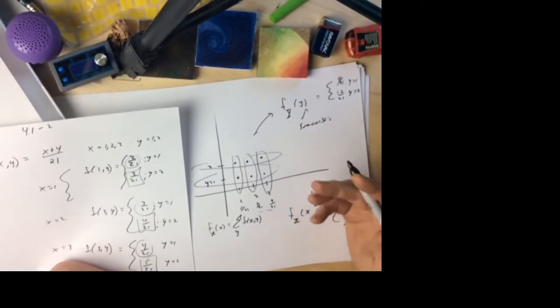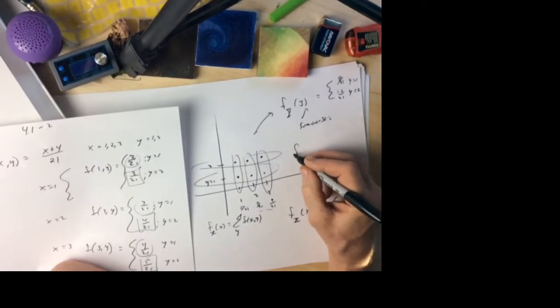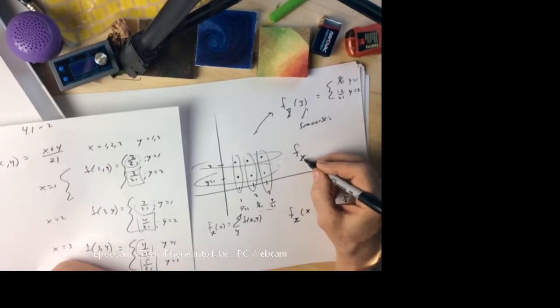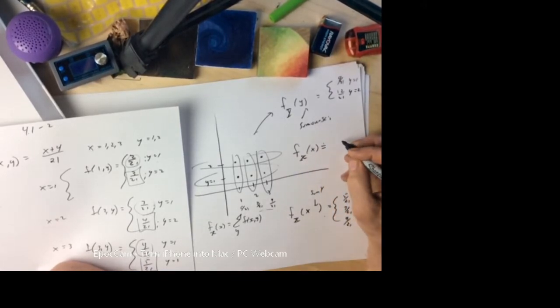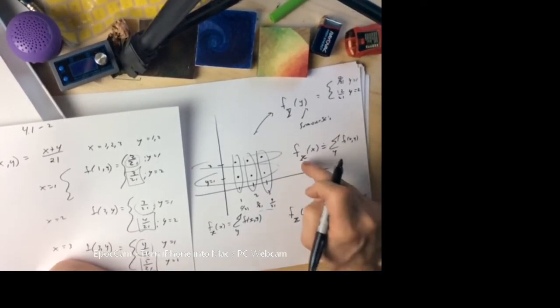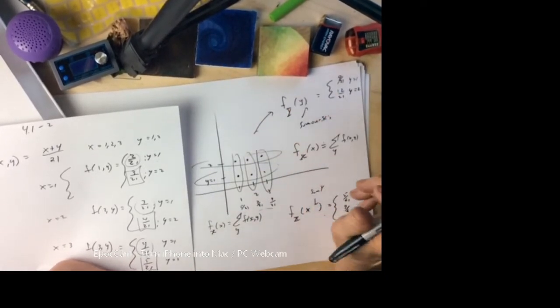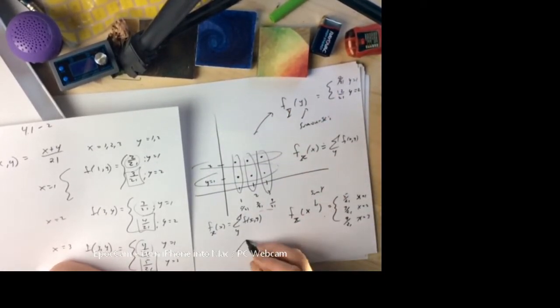Now, what these are formally are the following. F sub x of x is defined to be the sum over y of the f of x comma y's. So that's what I was doing here for that one. I changed x to y and y to x, rolled it over there. These are called the marginal probabilities.